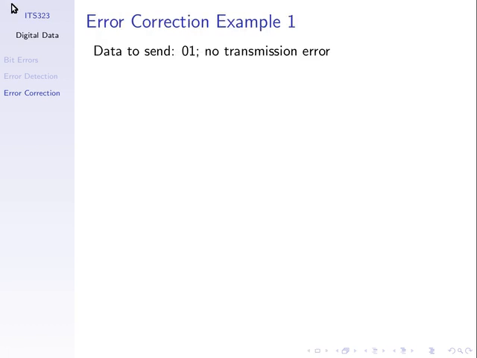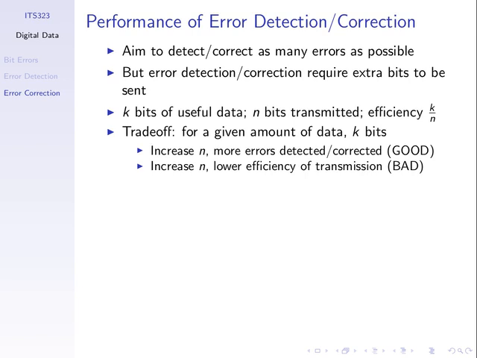And in fact, that's what the last slide of our lecture says. And that applies to both error correction and error detection. If we have k bits of useful data, n bits transmitted, then we have some efficiency of k over n. Keeping k constant, make n larger, detect and correct more errors, which is a good thing. But if you make n larger, you lower the efficiency, which is a bad thing. That's the trade-off that we need to deal with error correction and error detection.